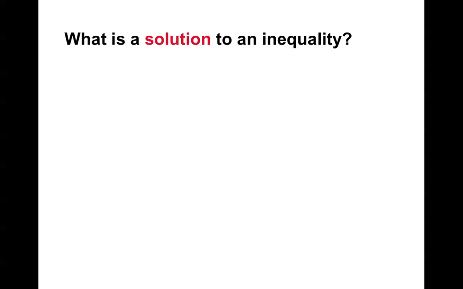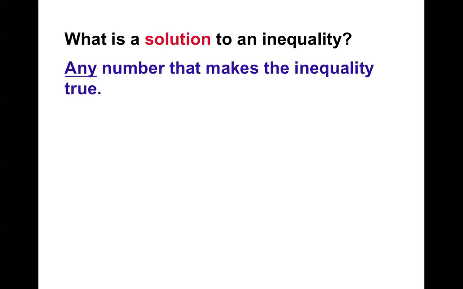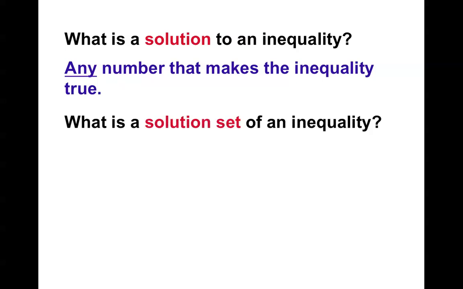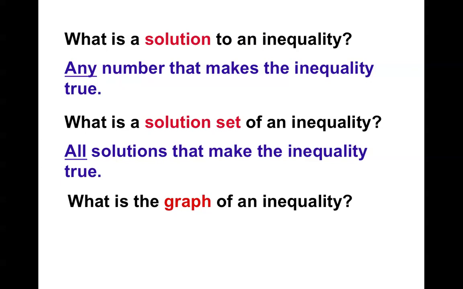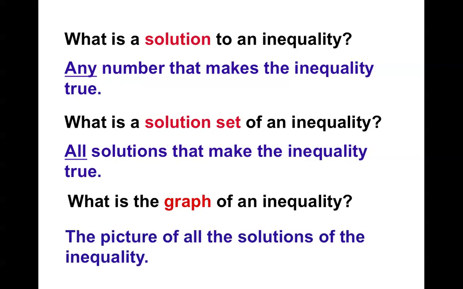All right, so once we can do that, really, what is the solution to an inequality? Well, it's a little more complicated than, say, the answer 3. So let's take a look. We like to say that it is any number that makes the inequality true. What is a solution set to an inequality? It's all the solutions that make the inequality true. What is the graph of the inequality? It's a picture of all the solutions to the inequality. Let's take a look at this.